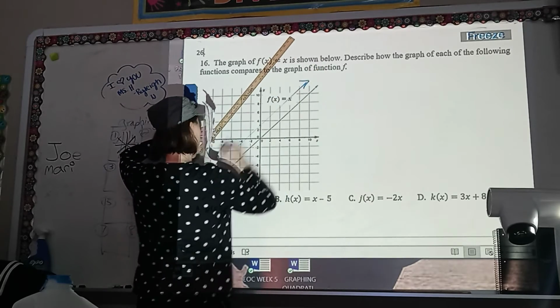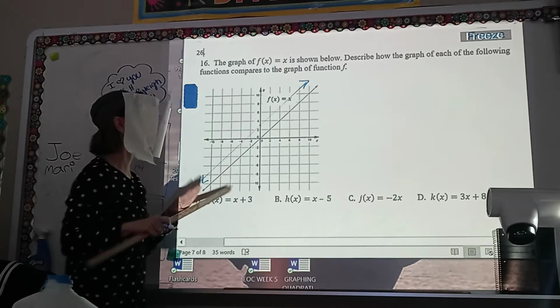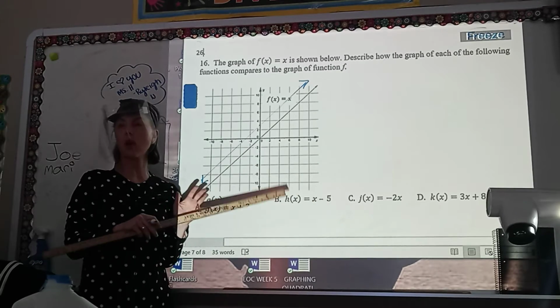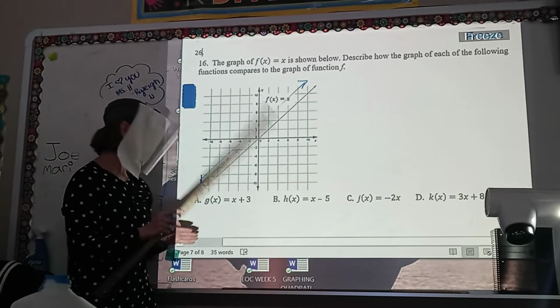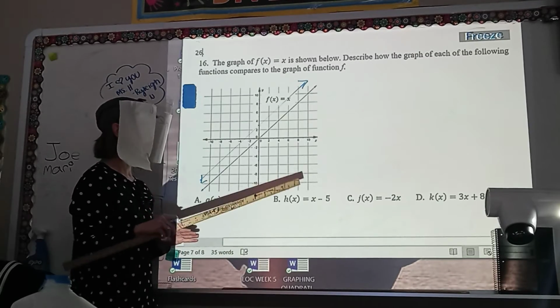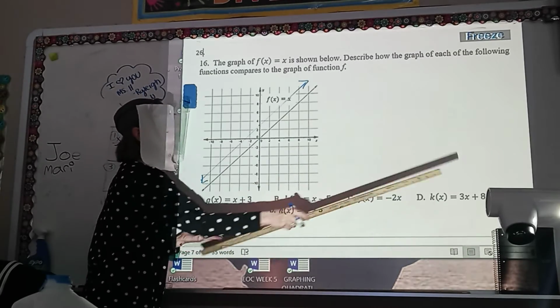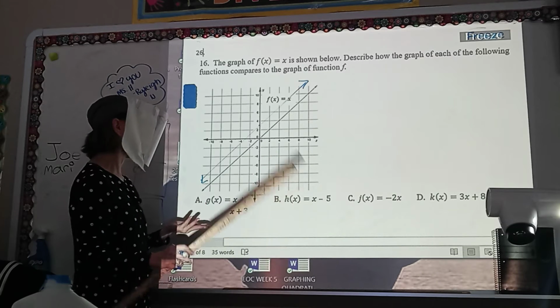I'm writing this as you're writing it in your bell work. You can do all 4 of these on the same graph. You can graph all 4 of these on the same graph. I don't have 3 more different marker colors, but we're going with it.